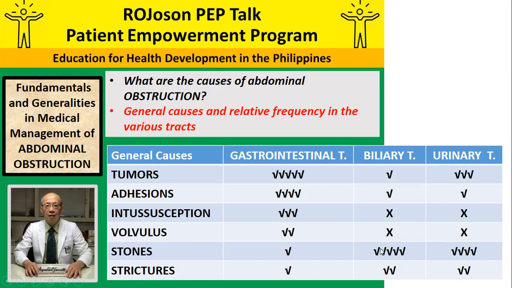Stones are most common in the biliary tract and urinary tract, but sometimes, rarely, they can also cause obstruction in the gastrointestinal tract. A stricture is usually seen in the biliary and urinary tract, and is not so common in the gastrointestinal tract. So this shows the relative frequency of the causes in the various tracts.